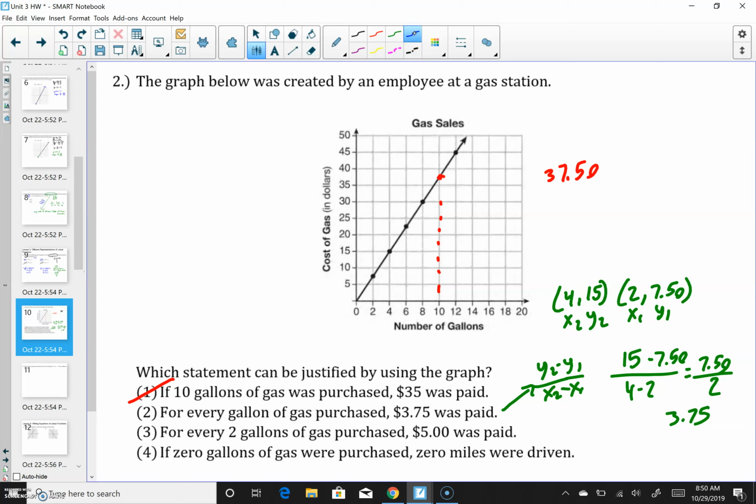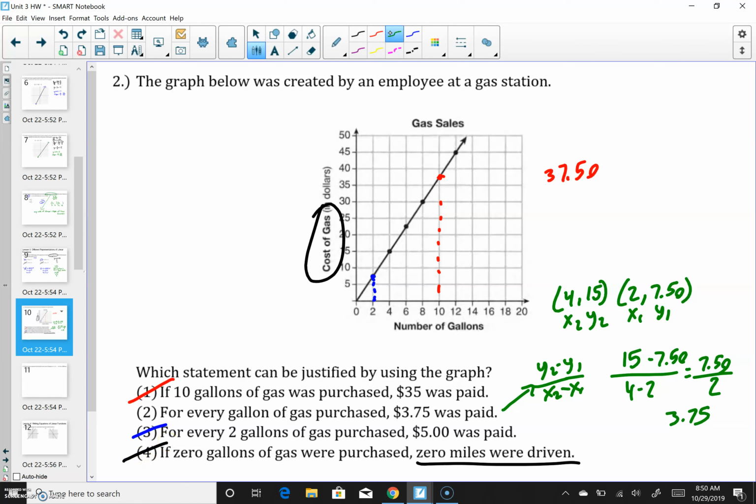But let's just go through the other ones. For every 2 gallons of gas, $5 was paid. Well, we just established that was $7.50, so that's out. And if 0 gallons of gas was purchased, 0 miles were driven. Now, that's the one that tends to trick people a little bit. This says nothing about driving. It is solely a graph based on the cost of the gas. So if 0 gallons of gas was purchased, we have no idea how many miles were driven.